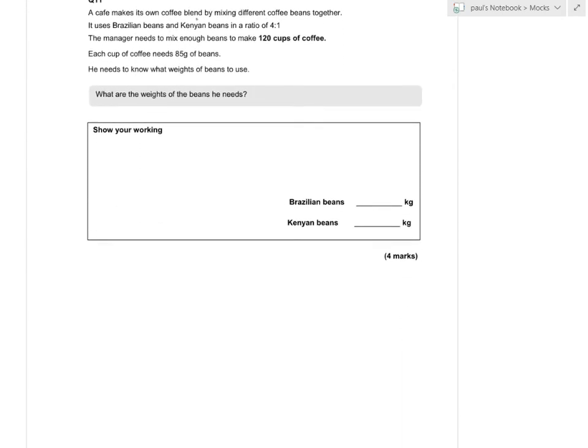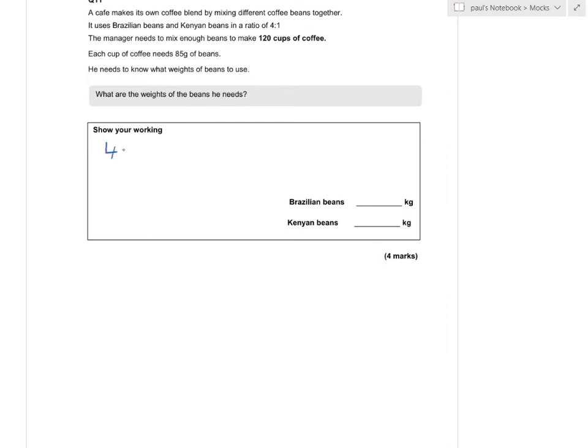A cafe makes its own coffee blend by mixing different coffee beans together. It uses Brazilian and Kenyan in the ratio of 4:1. It needs to mix enough beans to make 120 cups of coffee. Each cup of coffee needs 85 grams of beans. It needs to know the weight of the beans to use.